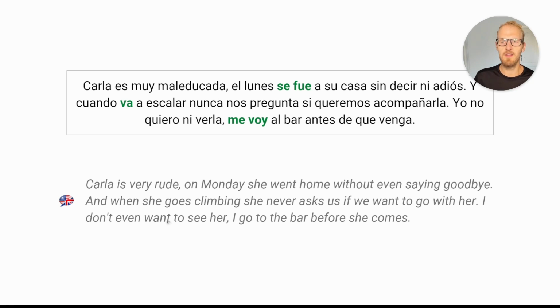And then the last sentence would be, yo no quiero ni verla. I don't even want to see her. I'm leaving to the bar. Me voy al bar antes de que venga. So the important thing here is that she wants to be away when Carla comes. I hope with these examples now it is a bit more clear, this distinction of the relevance of direction for the verb ir versus the place we're leaving behind for the form irse, the pronominal form or the reflexive form.